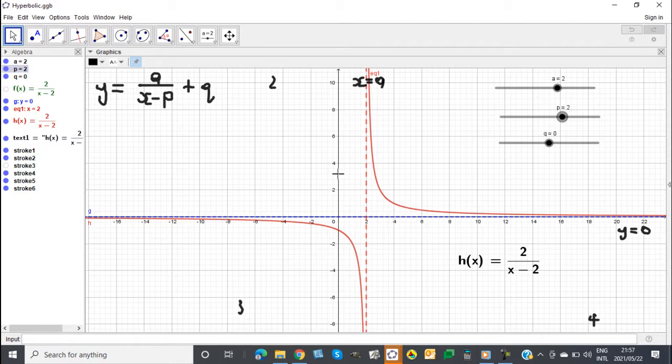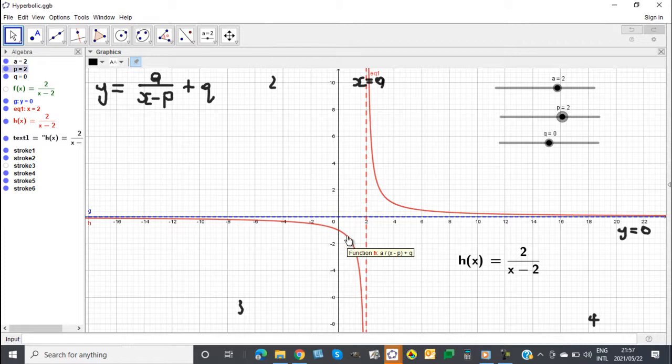Actually yes, but my asymptote has now shifted. So that asymptote that was at x equals 0 is now at x equals 2, because my graph has shifted 2 units to the right. But in terms of quadrants, my graph is still in the first and the third quadrant.